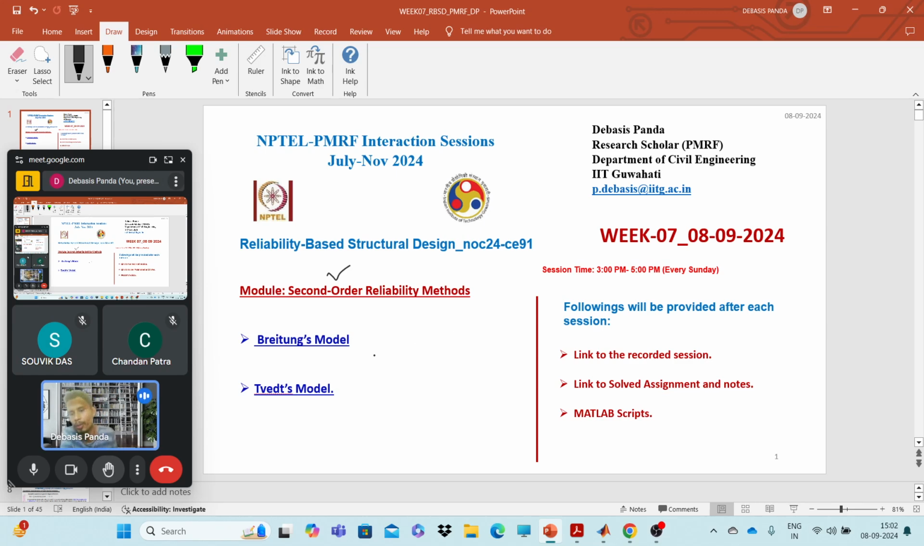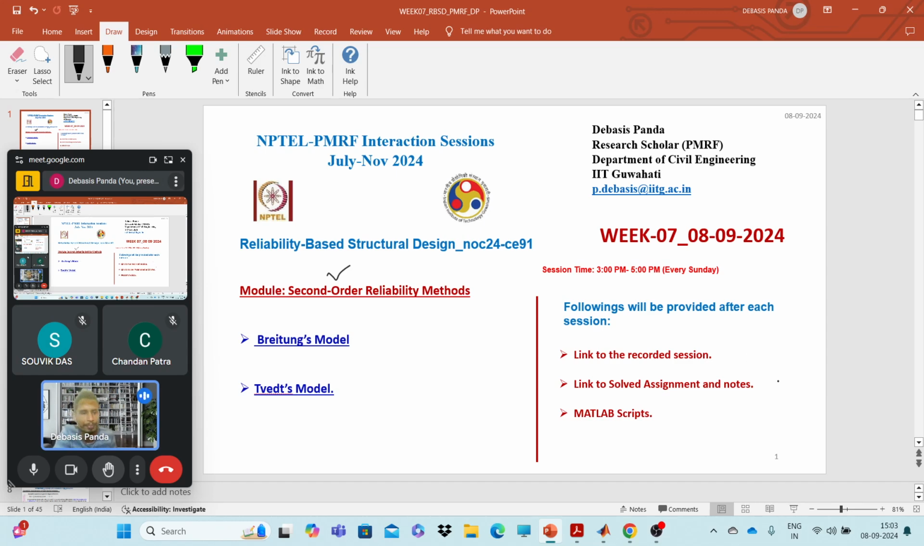Then we move forward to the Tvedt model, where we just discuss the model. We will code this algorithm to solve the second order reliability problems, solve similar kinds of problems, and compare the results from the Breitung model as well as the Tvedt model. So basically today we will move around the second order reliability method, coding the Breitung and Tvedt models, solving different kinds of problems, and seeing how the probability of failure differs between the first order reliability method and the second order reliability method.